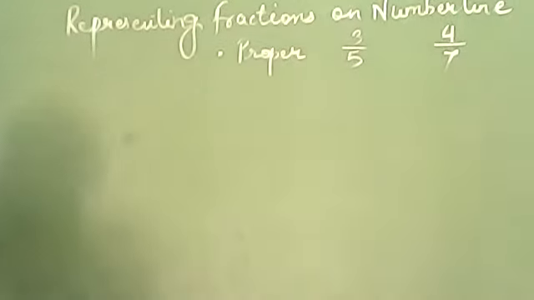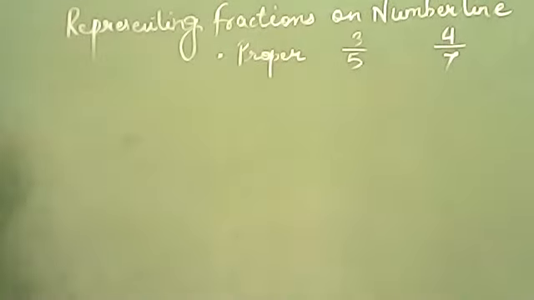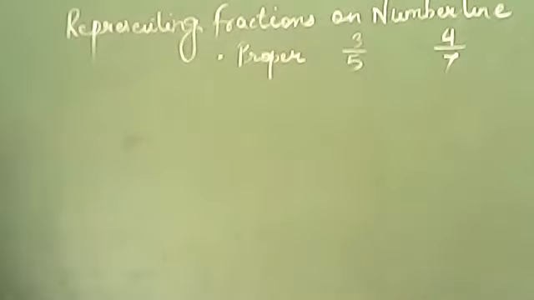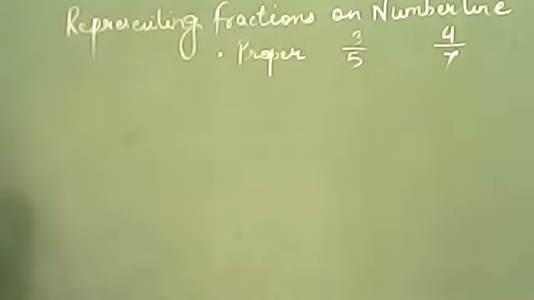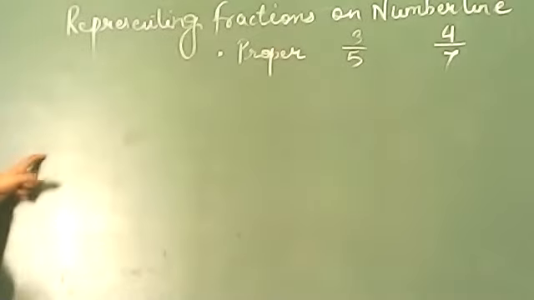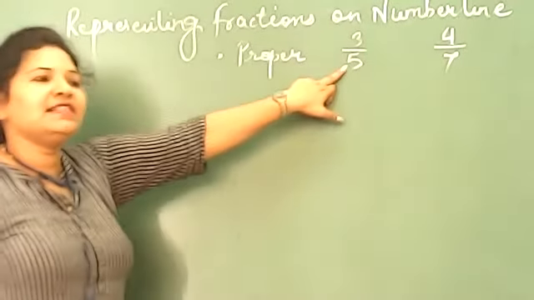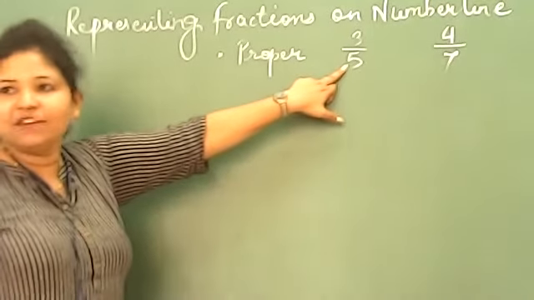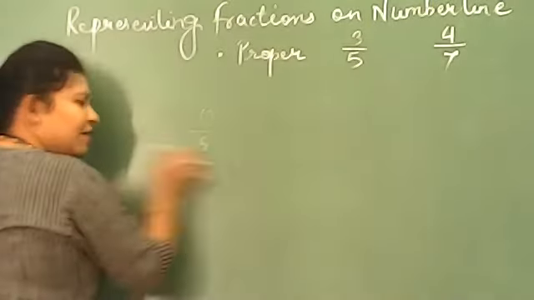Yes, so let's understand how to represent 3 by 5. Beta, it's so easy to represent any fraction on number line. First thing, fractions are not negative, so there is no negative part on number line. First thing, start from 0 always. Whatever is the base, here the base is 5. That means denominator is 5. So we will have 0 as 0 by 5.